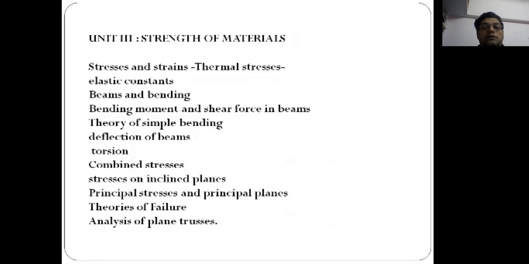Unit 3, strength of material: stresses and strains, thermal stresses, elastic constants and relation between the elastic constants, bending, beams, bending and bending moment, shear force, theory of simple bending, deflection of beams, torsion, combined stresses. Combined stresses, now it will come both bending and shear. Similarly, stresses on inclined planes, principal stresses on principal planes, theories of failures, then analysis of plane stresses. You can expect around 18 to 20 marks in the strength of materials.